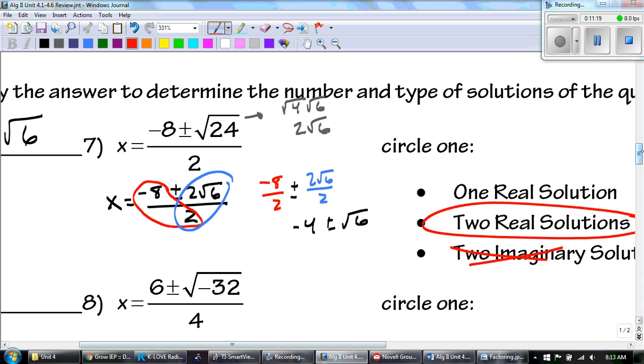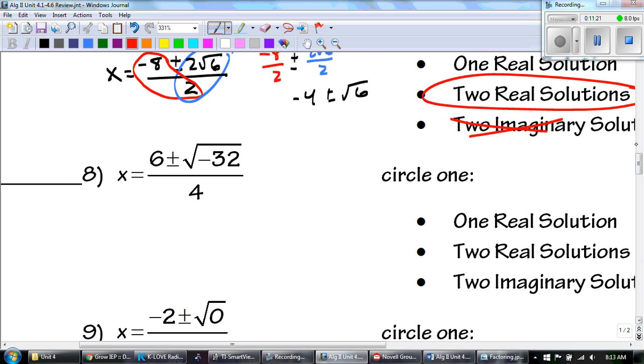All right, number 8. Same thing, we got to break down that square root. The first thing that I see is that it's negative, so I got to take out an i. And then 32 breaks up into square root of 16 and the square root of 2. The square root of 16 is 4, so I have 4i root 2. So we have 6 plus or minus 4i root 2, all divided by 4.